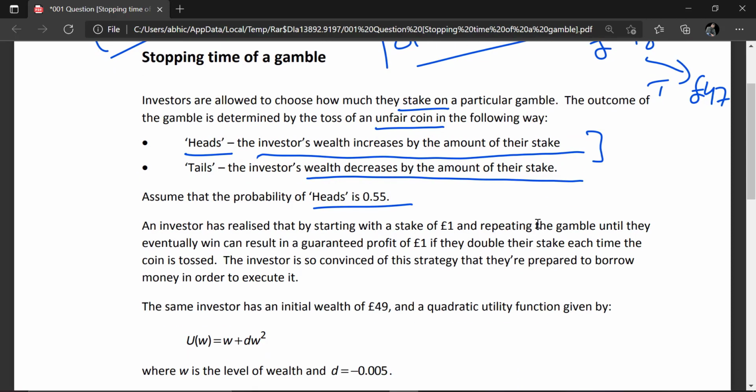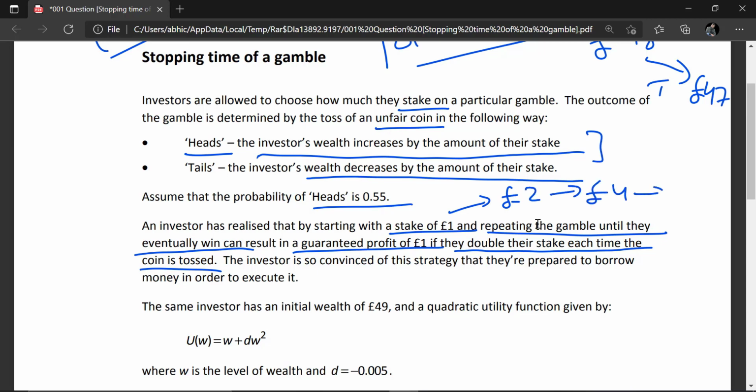Now, an investor has realized that by starting with a stake of £1 and repeating the gamble until they eventually win, they can get a guaranteed profit of £1 if they double their stake each time the coin is tossed. So the investor will start with a stake of £1, and then at each toss they will just double. Next time it will be £2, the next time £4, the next time £8, and so on. They'll just keep doubling no matter what the outcome is.